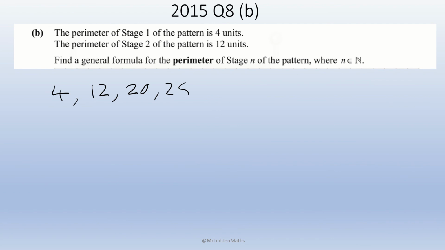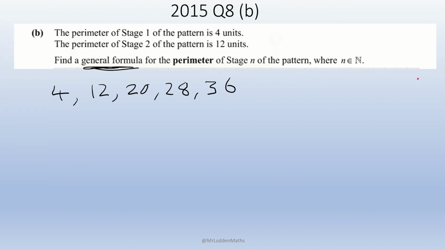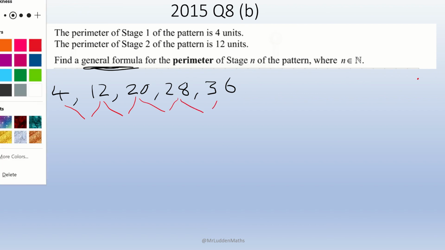First thing, we need to find a general formula. Right now, we don't know whether this is linear or quadratic, so we better find out. To find out, we're going to find our first difference and just hope that it's constant. If it's not constant, then we're going to have to look at our second difference, and then it's going to be quadratic.